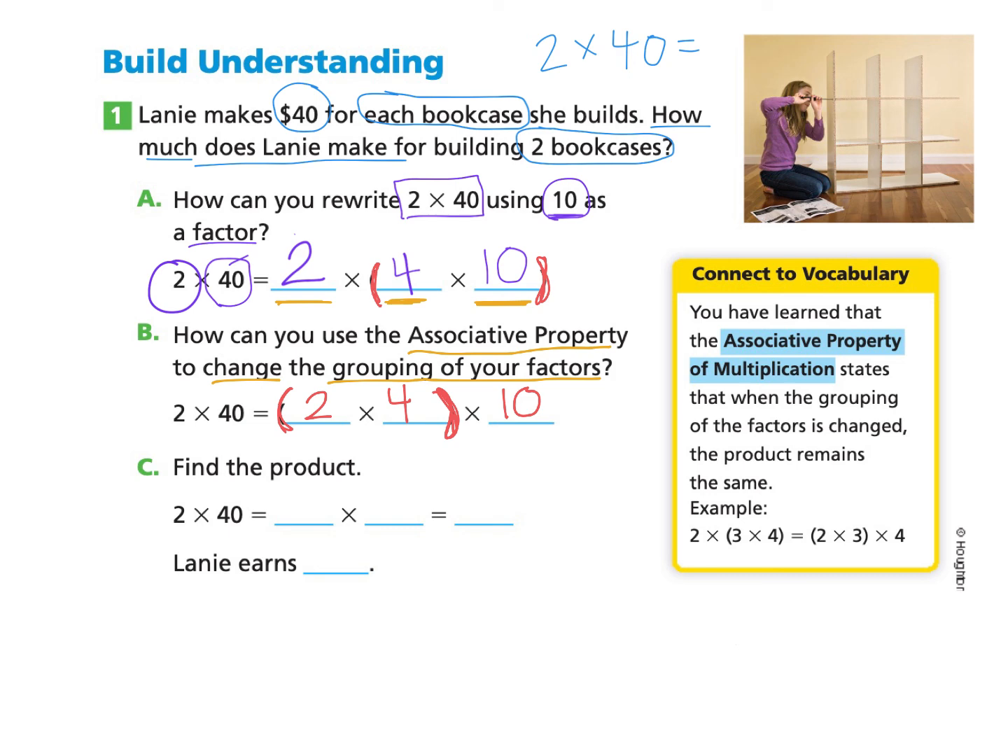Now Part C asks us to find the product. If you'd like to pause and find the product of 2 times 4 and write that in, you may do so and come back. When you do, you will find that 2 times 4 is 8, and then we bring our other factor 10, we bring that back here. And then again, you can pause and compute 8 times 10 and come back, and when you do, you will find that 8 times 10 is 80. So Lonnie earns $80, and we would put a dollar sign there.